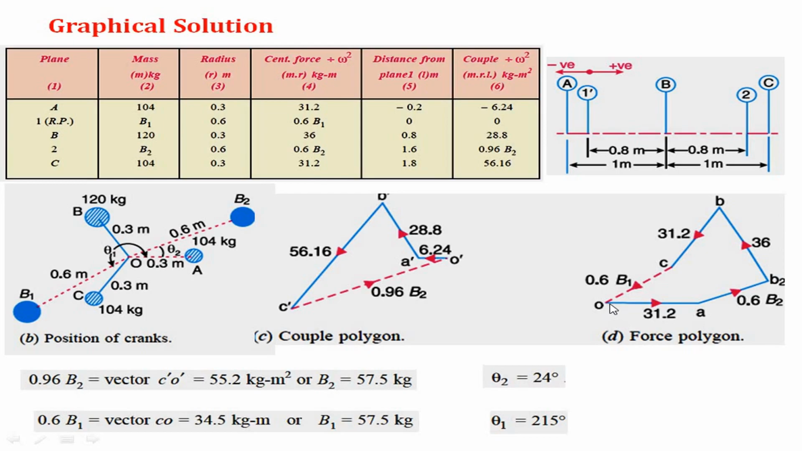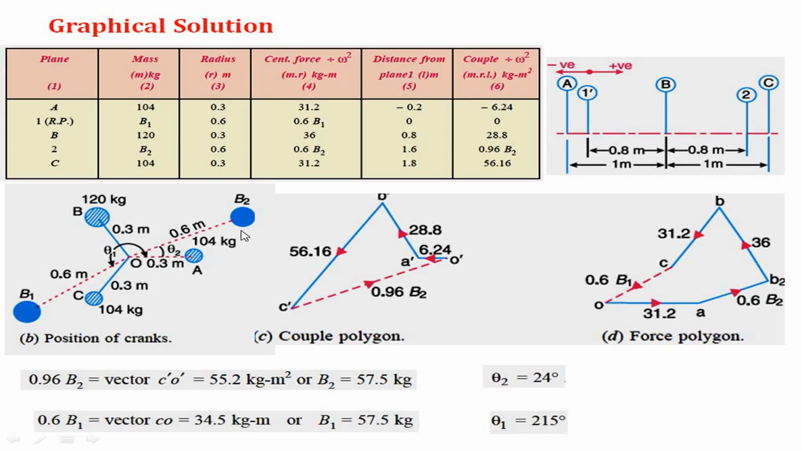In which, first of all, we are going to represent 31.2, which is towards mass A, then the force created by 0.6 B2. Friends, we have to focus on one more thing: after we represent the centrifugal force created by mass A, that is 31.2, then onwards we are having mass B2 over there. So whatever sequence we are having over here, after placing one of the masses, we are going to follow the sequence which is represented graphically over here.